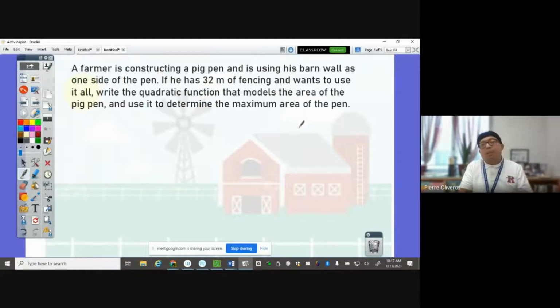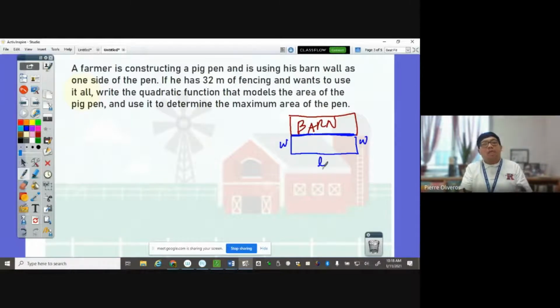Number one is always to draw. So let's say this is the red barn. One side will be used as part of the border of the fence, and this will be one side of the fence, and this one, and this one here. So let's say this is the width and the length.